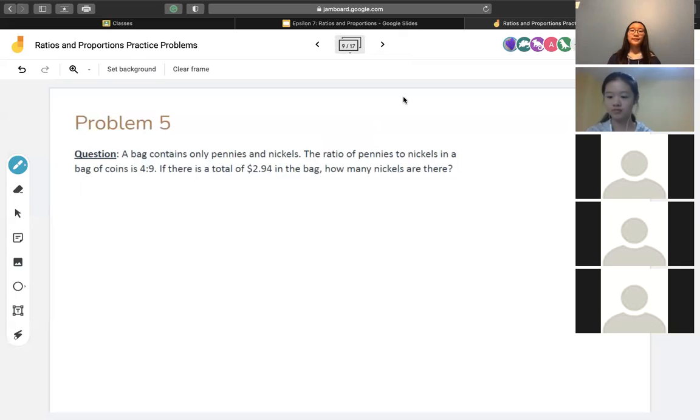All right, problem 5. A bag contains only pennies and nickels. The ratio of pennies to nickels in the bag of coins is 4:9. If there's a total of $2.94 in the bag, how many nickels are there?